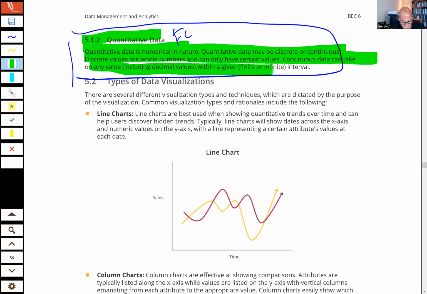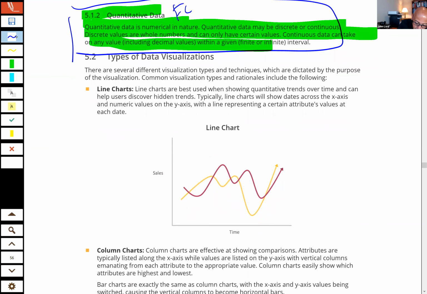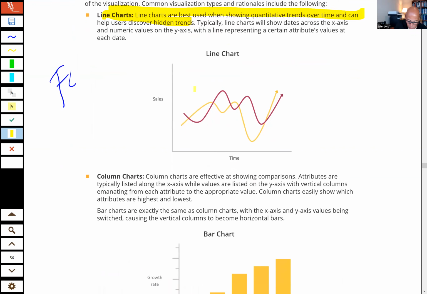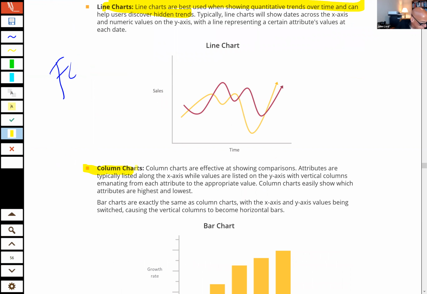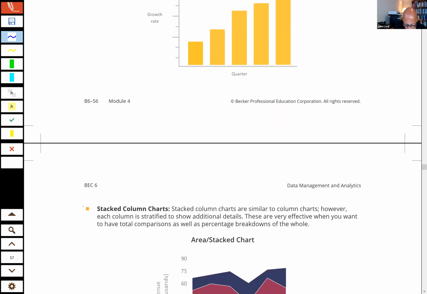And then we start to get into the types of visualization. And guys, this is very, very simple stuff. A line chart is best used when showing trends over time, right? Column charts are good for comparisons. You can flashcard that. Just a reminder of the types of analysis that would be visualized in these ways.